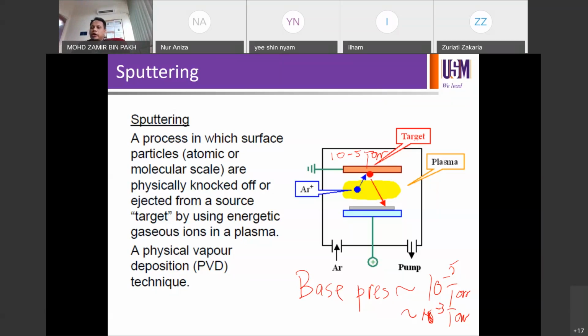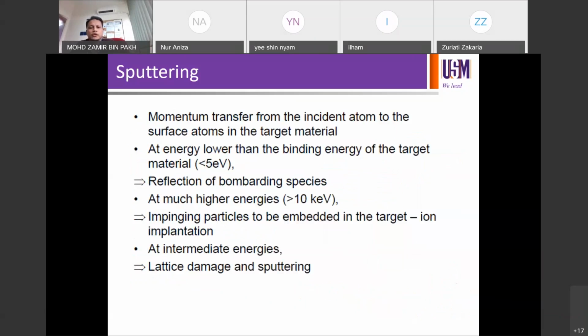Then you will have your sputtering from your sputter target to your deposited substrate, either silicon, gallium arsenide, glass, or some other substrate. So it involves momentum transfer from the incident atom to the surface atom in the target material. So incident atoms or ions are from energetic plasma, energetic argon, Ar plus, to the surface atoms in the target material.